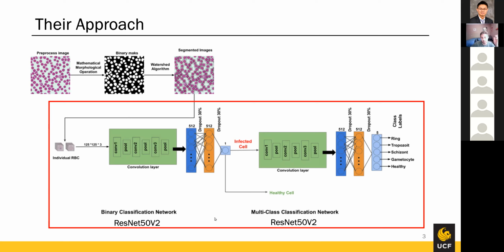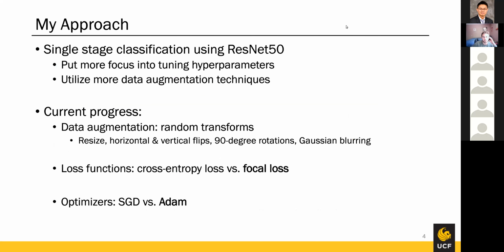And then they took all the cells that were classified as malaria and ran them through another multi-class classification network. So this time it has a lot less class imbalance, but still some exists. And then they also use ResNet 50 v2, and they have this kind of two-step algorithm that gets their best results. So for my approach, I use a single stage classification with just ResNet 50. I don't use any fancy network architectures, just try to tune the hyperparameters and whatnot to get better results.